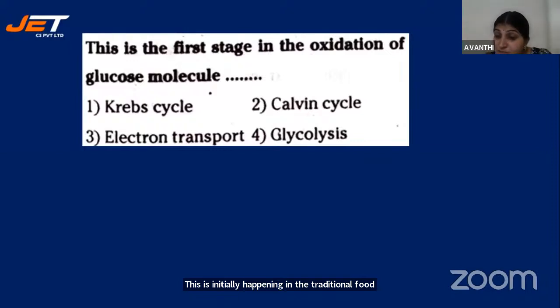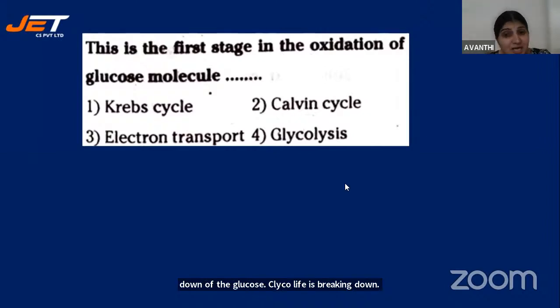Then only, based on the availability of oxygen, this compound pyruvate will be further oxidized to different products in different organisms. So what is that process known as? You have to give the answer. Krebs cycle, Calvin cycle, electron transport, glycolysis. Yes, 4. Absolutely correct. It is 4. Glycolysis. Breaking down of the glucose. Okay. So it is glycolysis.